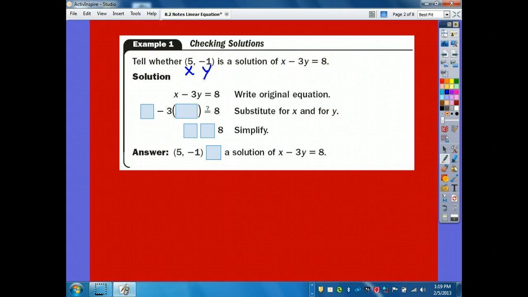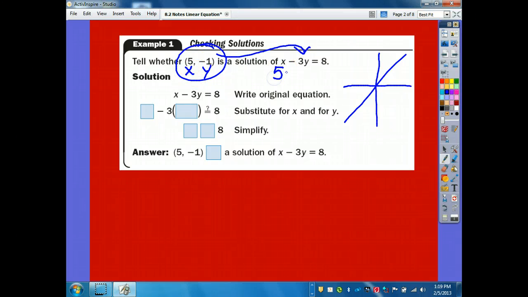Now if I were to graph this equation and say that was my line, would this ordered pair be on that line? How do I figure that out? Substitute 5 for the X and -1 for the Y. And then solve it. Order of operations, multiply first. What's -3 times -1? 3. So 5 plus 3 is? 8. Does 8 equal 8? Yes. So that ordered pair would be on that line. That one would work. So just a quick review there.